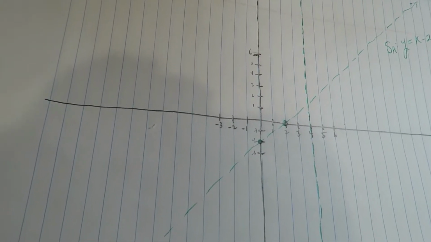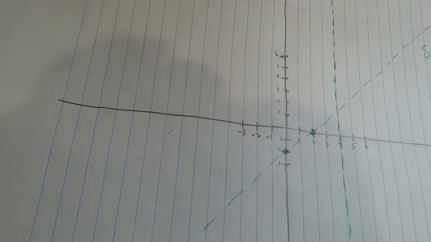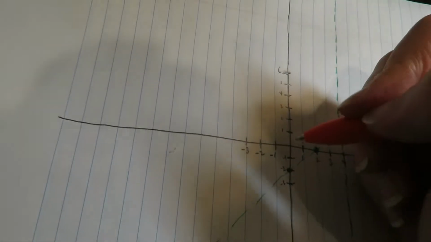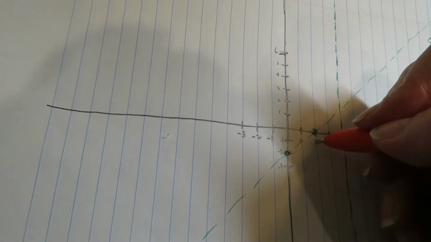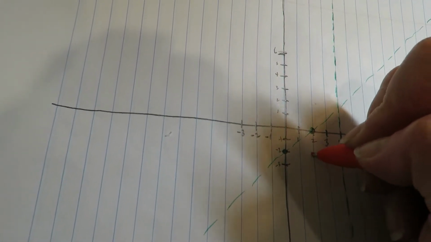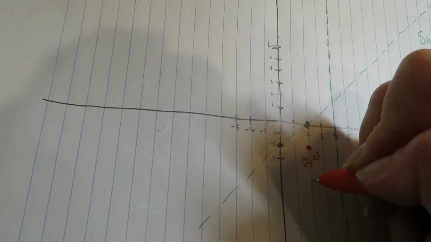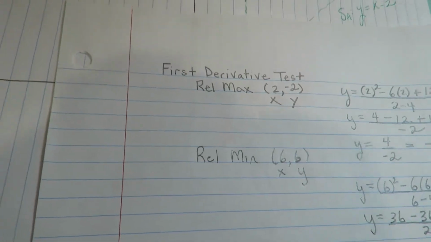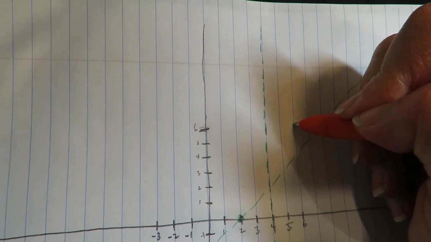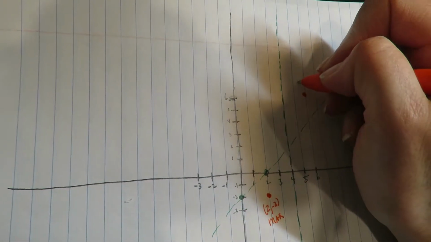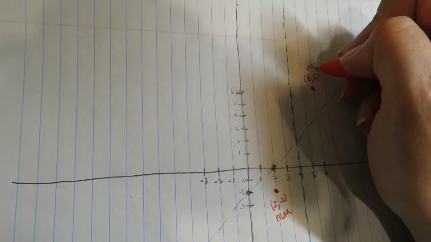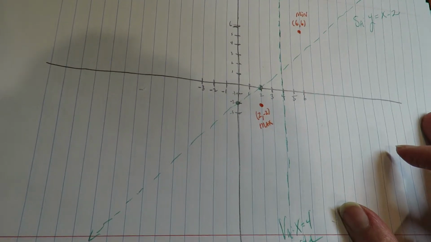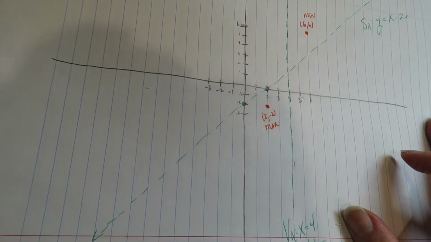Okay, now let's start putting up the actual points for the function. So we have a relative max at (2, negative 2). So that's (2, negative 2) would be here. That's a relative max. And we have the point (6, 6), which is a relative min. Great. Okay, so the idea is that the graph will ride the asymptotes. The graph will ride the asymptotes.